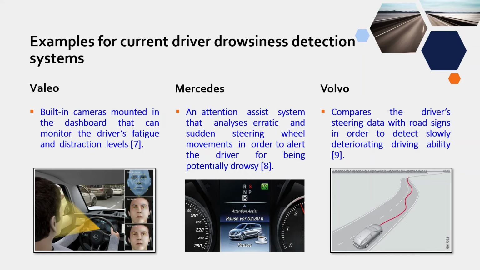And now, we have some of the currently used driving drowsiness systems that are commercially available. We have Valeo's built-in camera system that monitors the driver's fatigue and distraction levels, Mercedes' attention assist system that detects drowsiness through erratic steering wheel movements, and Volvo's comparison system that checks whether the driver is complying with road signs or not as its measure for driving ability impairment.